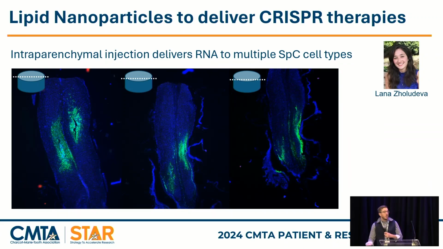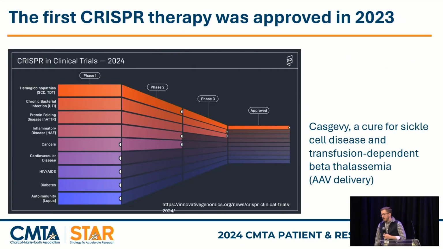So this is just an N of 1 example of an LMP, but we're starting to screen many, many different formulations to find the best ones to treat either neuronal or Schwann formations of CMT. And so lastly, just to give you a perspective on what is going on with CRISPR more broadly.